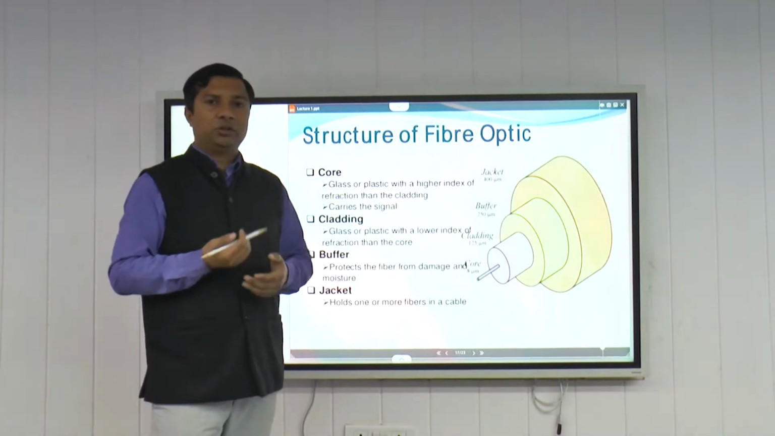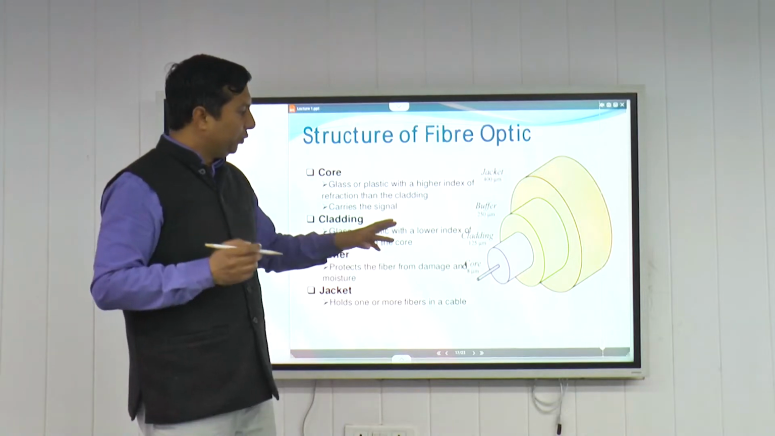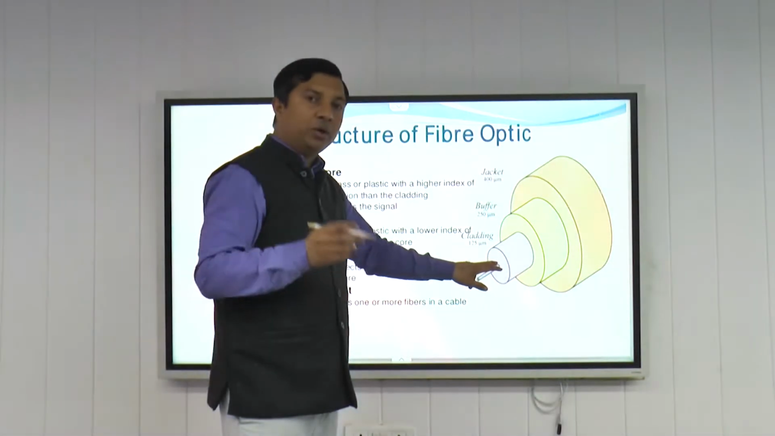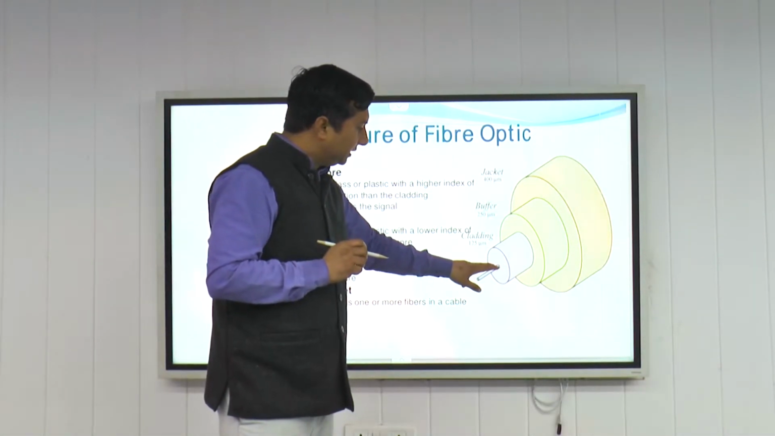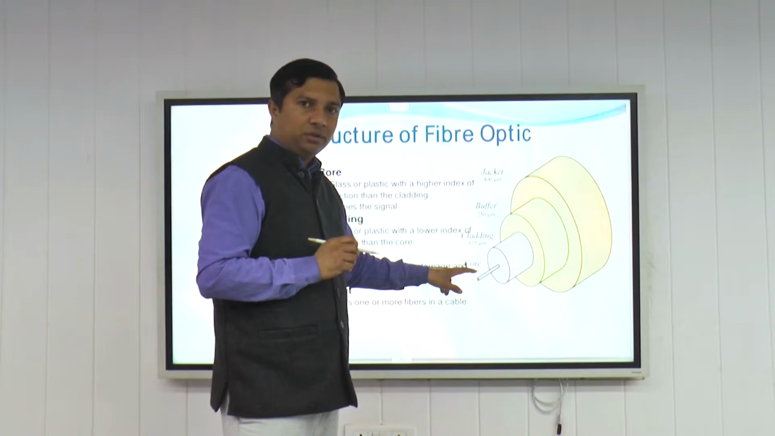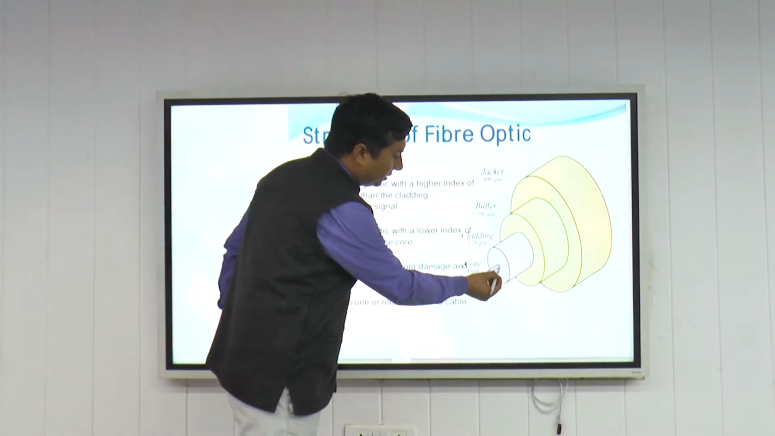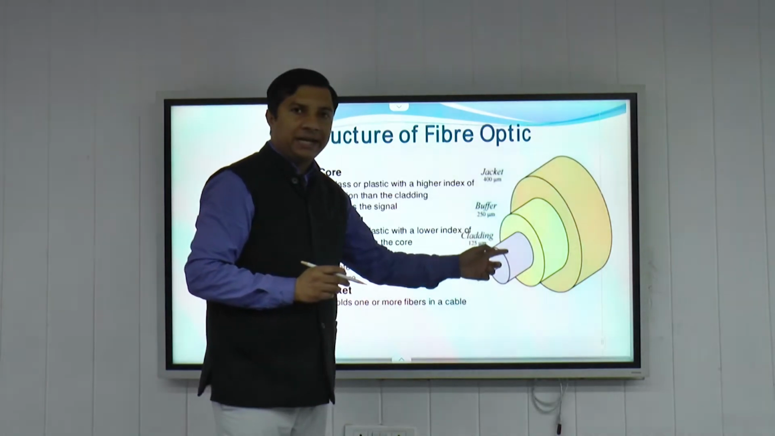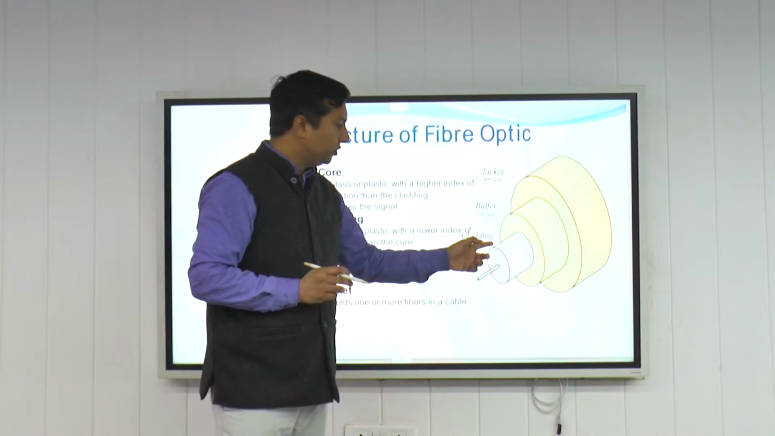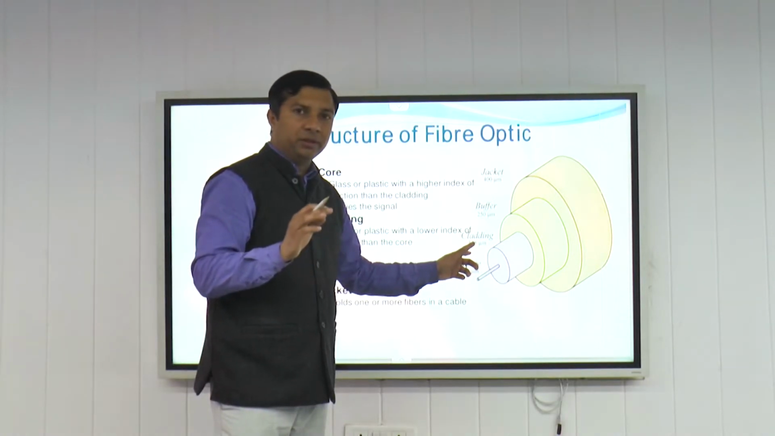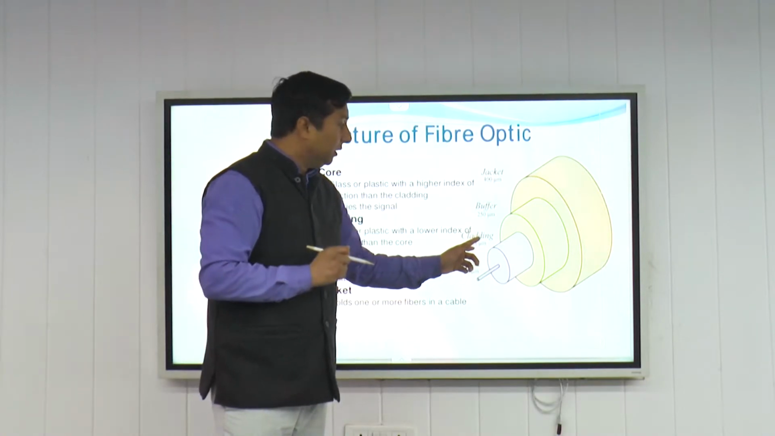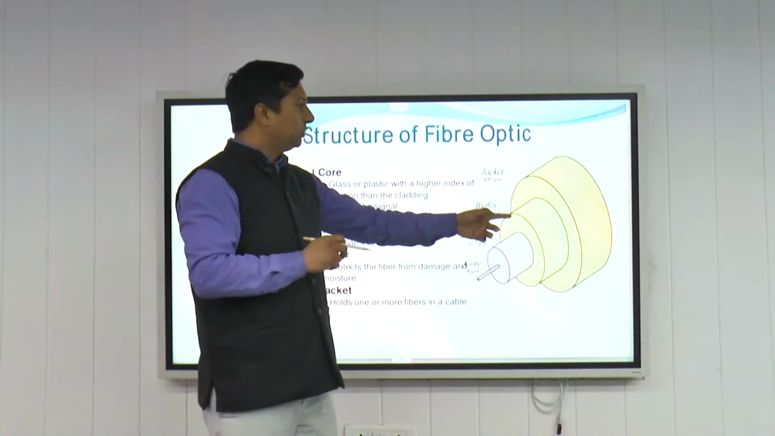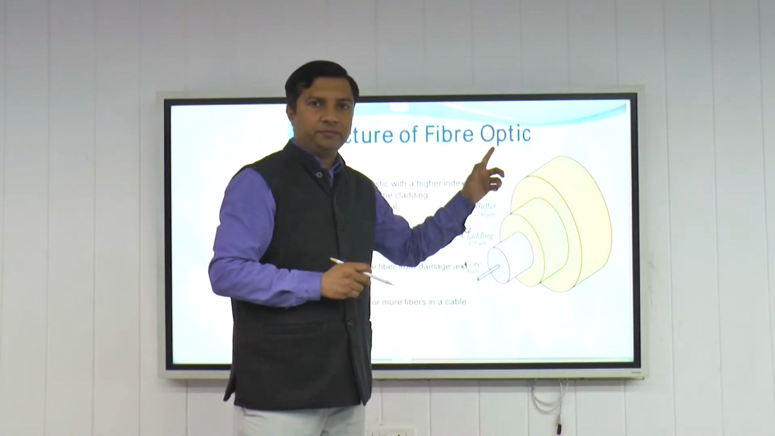Now this is the structure of optical fiber. Here you can see that there is an 8 micrometer core, or it can be even less. This is a glass tube. Light will travel inside this only. Now outside it there is a cladding whose diameter is 125 micrometer. I am taking just an example. Then outside that there is a buffer, and outside that there is a plastic jacket.